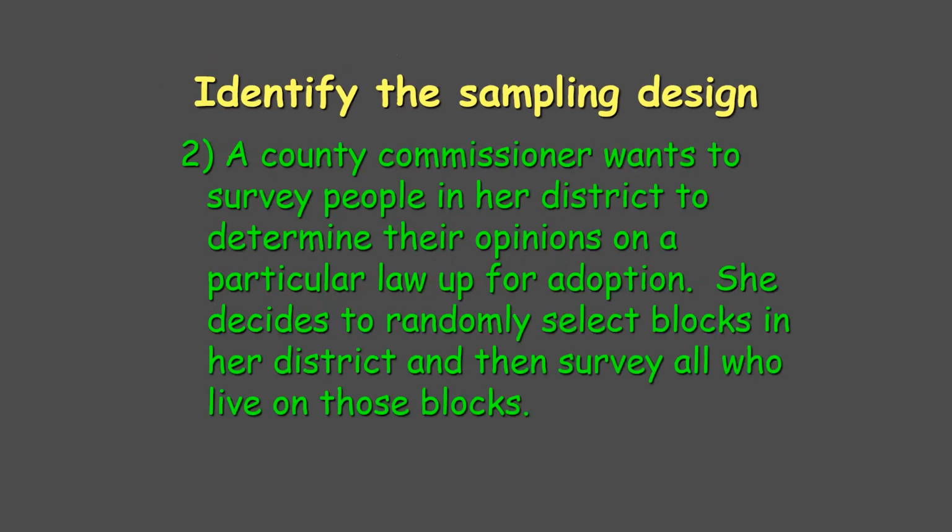What about this example? A county commissioner wants to survey people in their district to determine their opinions on a particular law up for adoption. She decides to randomly select blocks in her district and then survey all who live on these blocks. So they're choosing based on a block, which is based on location. So location is going to be a cluster sample. And again, because it's clustered, you have to survey everybody in that block.